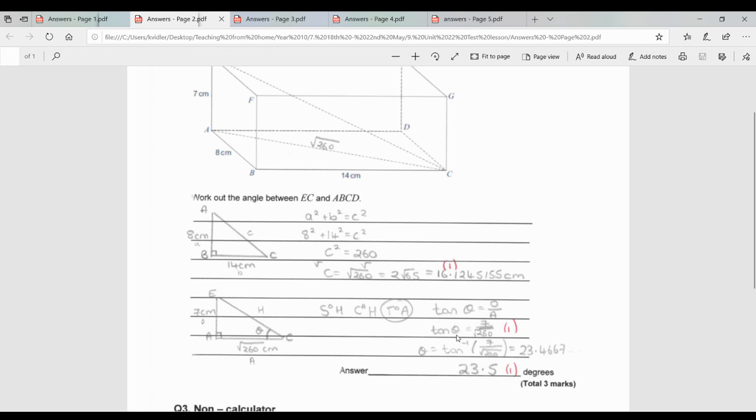Okay, and to get your final answer, we're going to inverse tan to find out the angle of 7 over root 260, which is going to give us 23.4667. And then again, you just need to round appropriately on that one to decide on your final answer to get the third mark. So 23 would be fine, 23.47, 23.5 would all get you the 3 marks on that one.